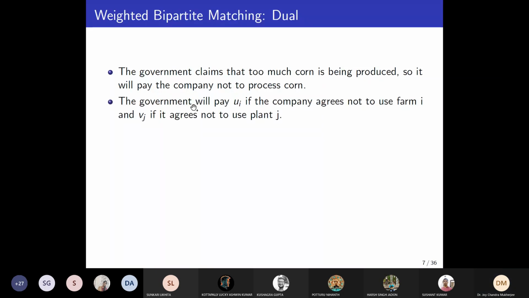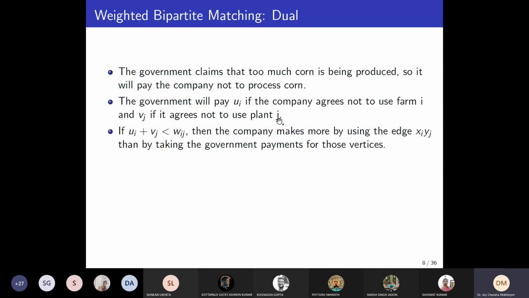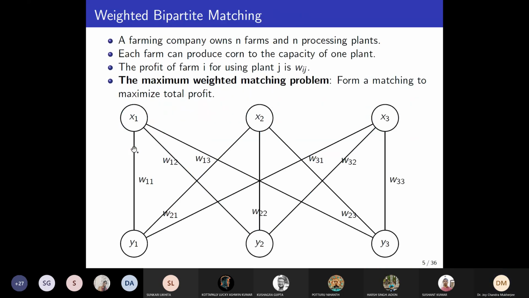Okay, so the government will pay Ui to the company if the company agrees not to use farm Xi, and the government will also pay Vj to the company if the company agrees not to use plant Yj. Okay, so what happens here, these X's are my farms. So X1, X2, X3 are three farms, and Y1, Y2, Y3 are the processing plants.